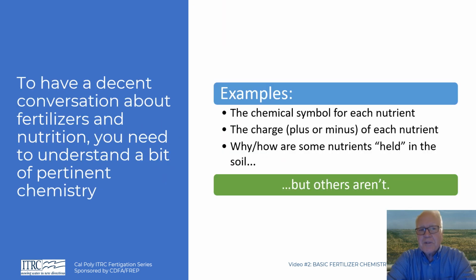So now we're back to the chemistry again. If you want to have a decent conversation about fertilizers and nutrition, you have to understand a little bit about the pertinent chemistry. So here are a couple of the ideas. First of all, we have symbols for each nutrient. N, for example, stands for nitrogen. And then there's a charge for each nutrient, be it plus or minus. These charges impact how the nutrients are held in the soil. But actually some nutrients are not held in the soil.